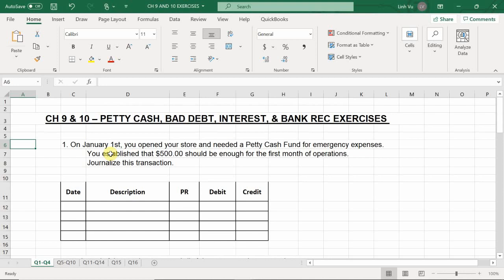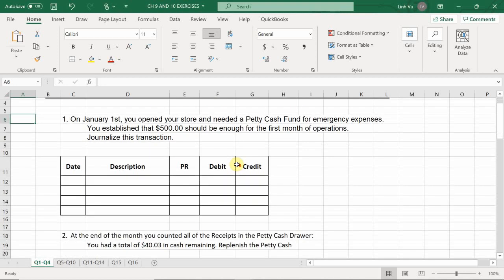Okay, so here the example says on number 1 that on January 1st, you opened your store and needed a petty cash fund for emergency expenses. Okay, and then of course you establish that $500 should be enough for the first month of operations. Okay, so let's go ahead and journalize this entry here.